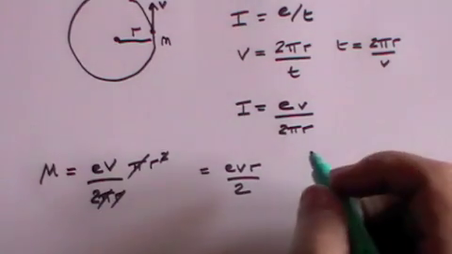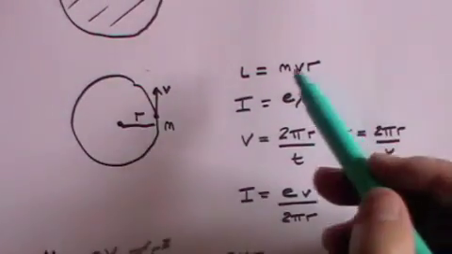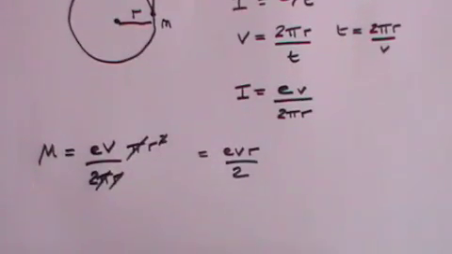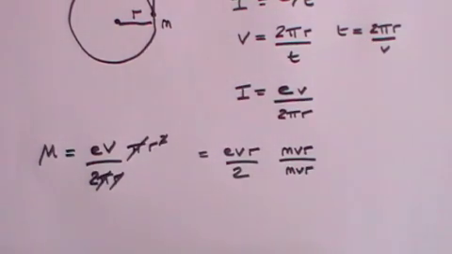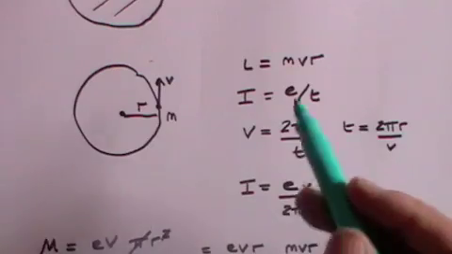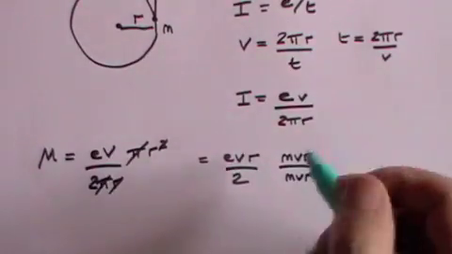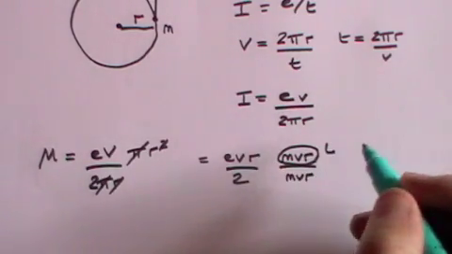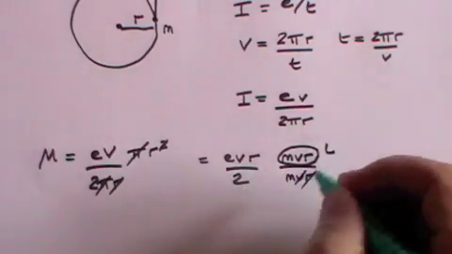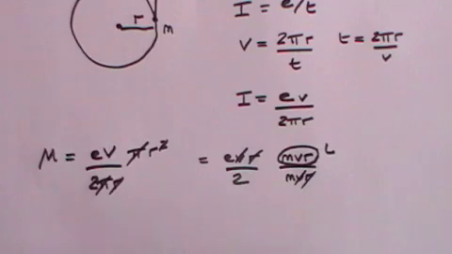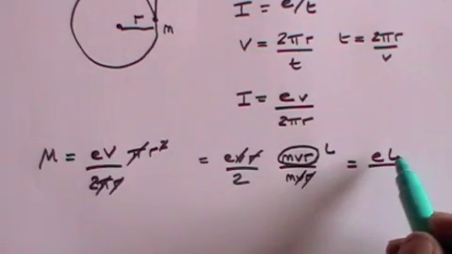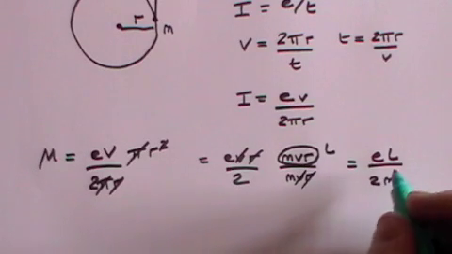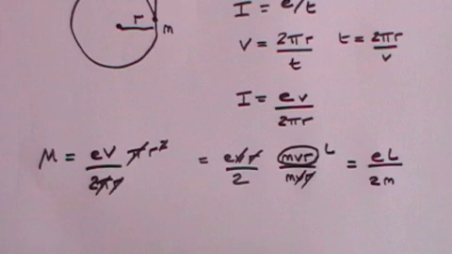Now I'm going to multiply top and bottom by mvr over mvr. So mvr over mvr is simply 1, and I can always multiply anything by 1. But mvr, of course, and the reason I chose it, is the angular momentum L. So that mvr, I'm just going to call L. This v and this r cancel that v and that r, and that gives me e times L, the charge on the electron, times the angular momentum, divided by 2 times the mass of an electron, is the magnetic moment.